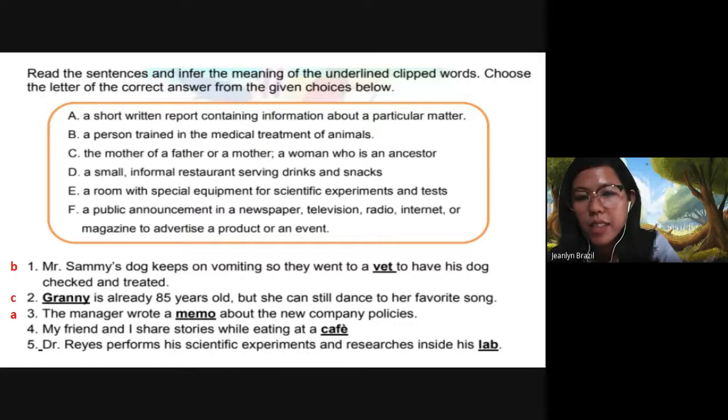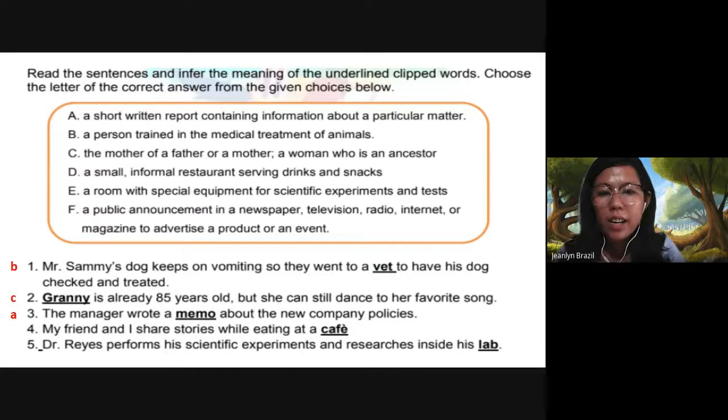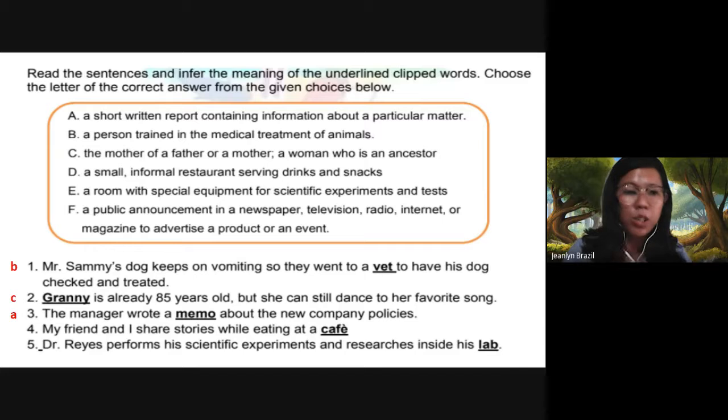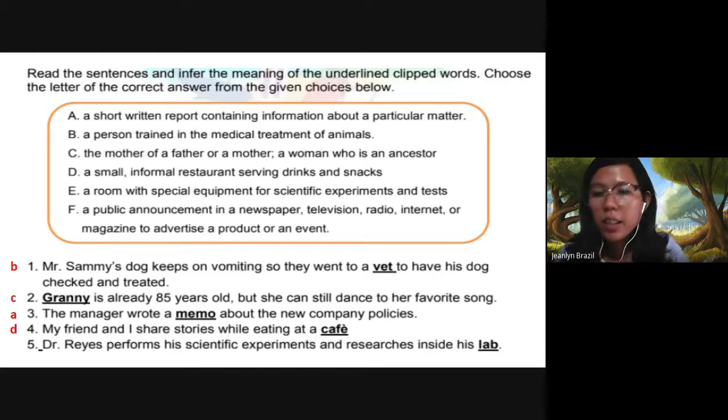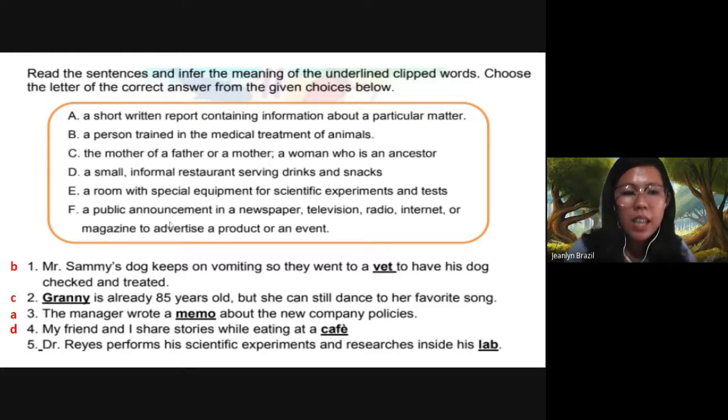Okay, do you have the same answer as Ava? Who has the same answer? Hillary has the same answer. Am I right? Precious also has the same answer. So let's see if Ava is correct. So letter D. When we say cafe, it means a small informal restaurant serving drinks and snacks.